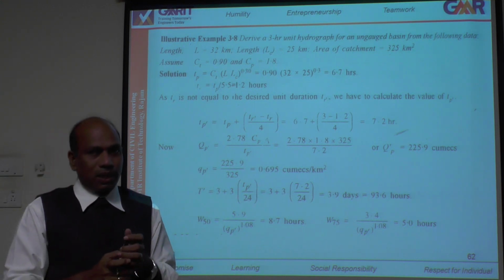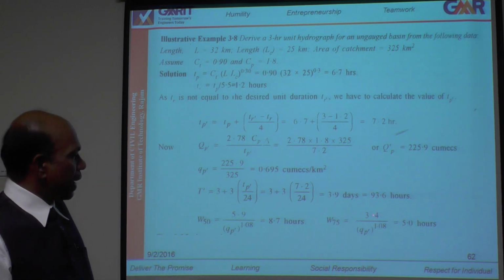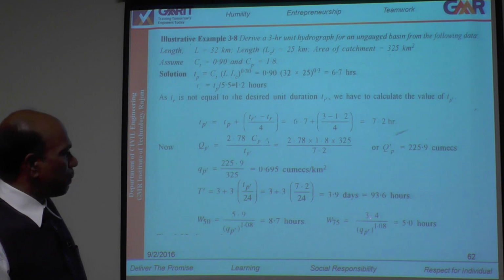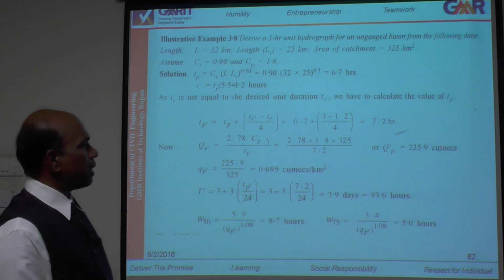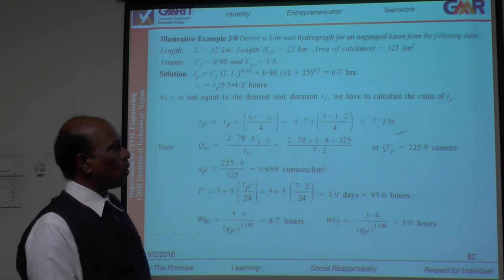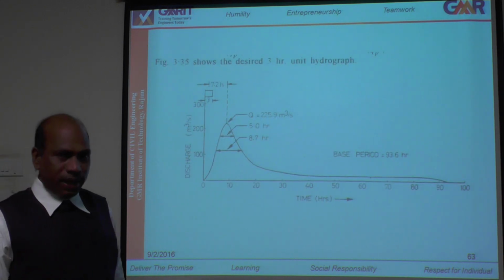the 50% width. So here the formula Snyder has given is 3.4 divided by discharge per unit area power 1.08, that is equal to 5 hours. This is 7.8 hours width at 50% height. At 75% height, the width of the hydrograph is equal to 5 hours. We have this base period, peak discharge, and also basin lag. Now we are going to construct the hydrograph here.